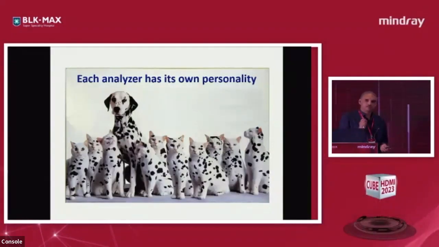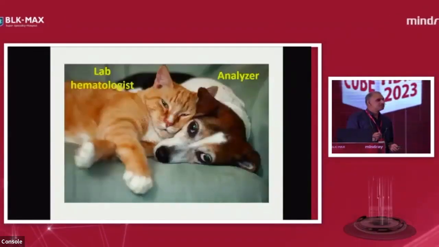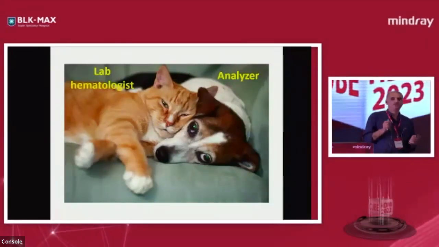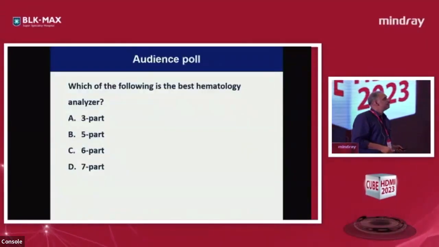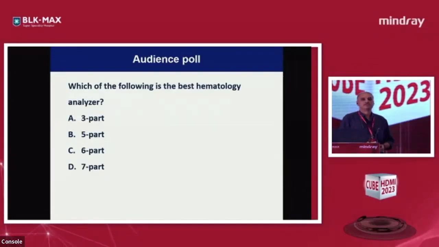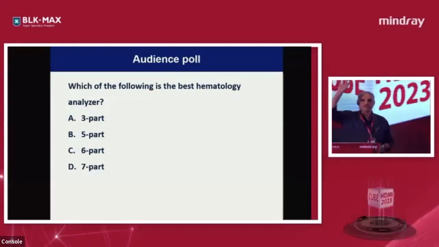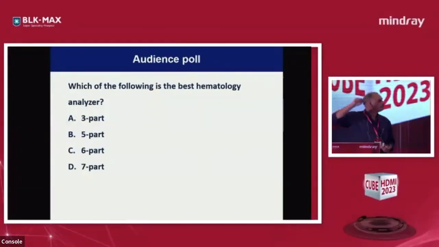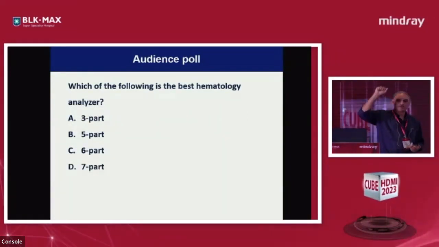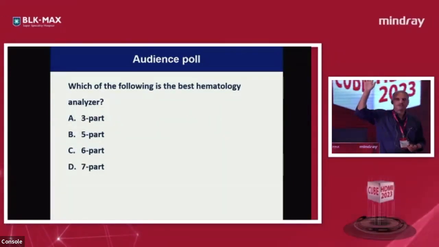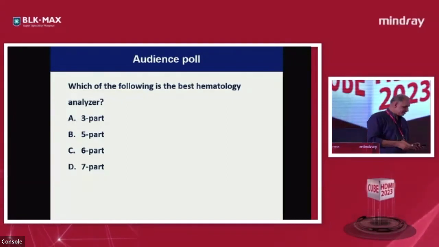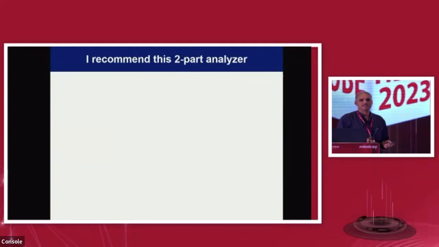Every analyzer has its own personality. And we must befriend our analyzer to understand it better. We must know our analyzer well. A show of hands. Which of the analyzers do you think is the best? How many for 7-part? Show of hands. How many for 6-part? 1 or 2. 5-part? More. 3 parts? Okay, great. I do not recommend any of these analyzers.